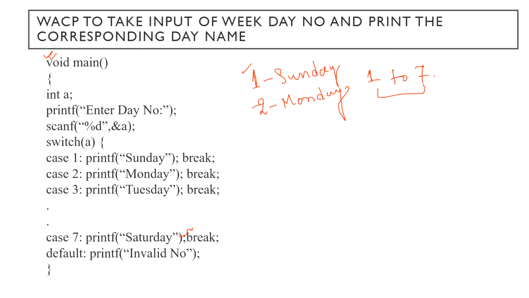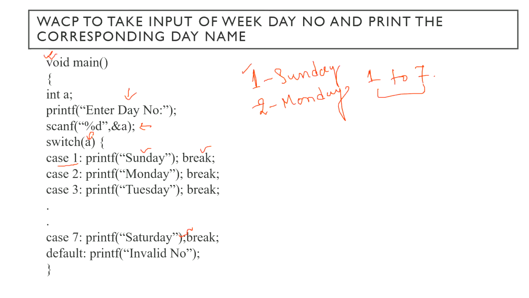Okay, so see, above this one header files will be there, void main. Okay, int a. So printf enter day number. Here we will enter the day number. Fine. After that, here we will take the input. We will put this day number here. Accordingly it will print. So see, case 1, if it is 1, then print Sunday. Sunday will be printed, and then break. That means this case will be terminated, and it will come out from the switch case.